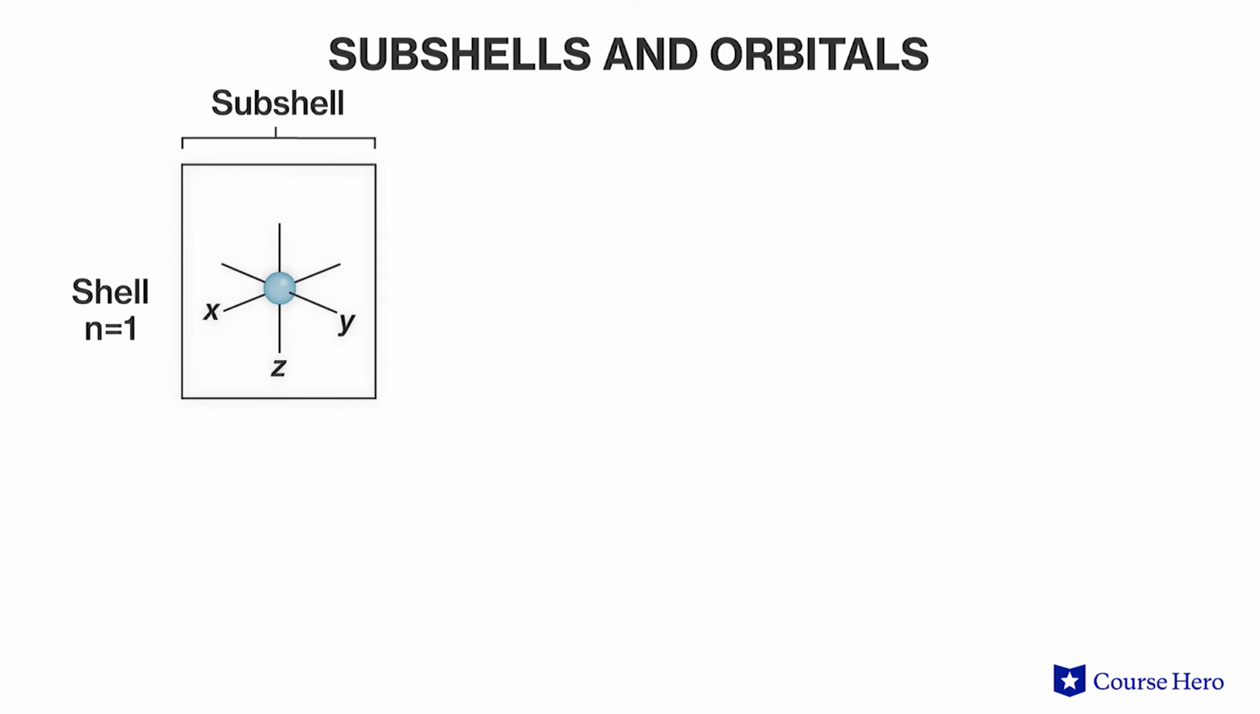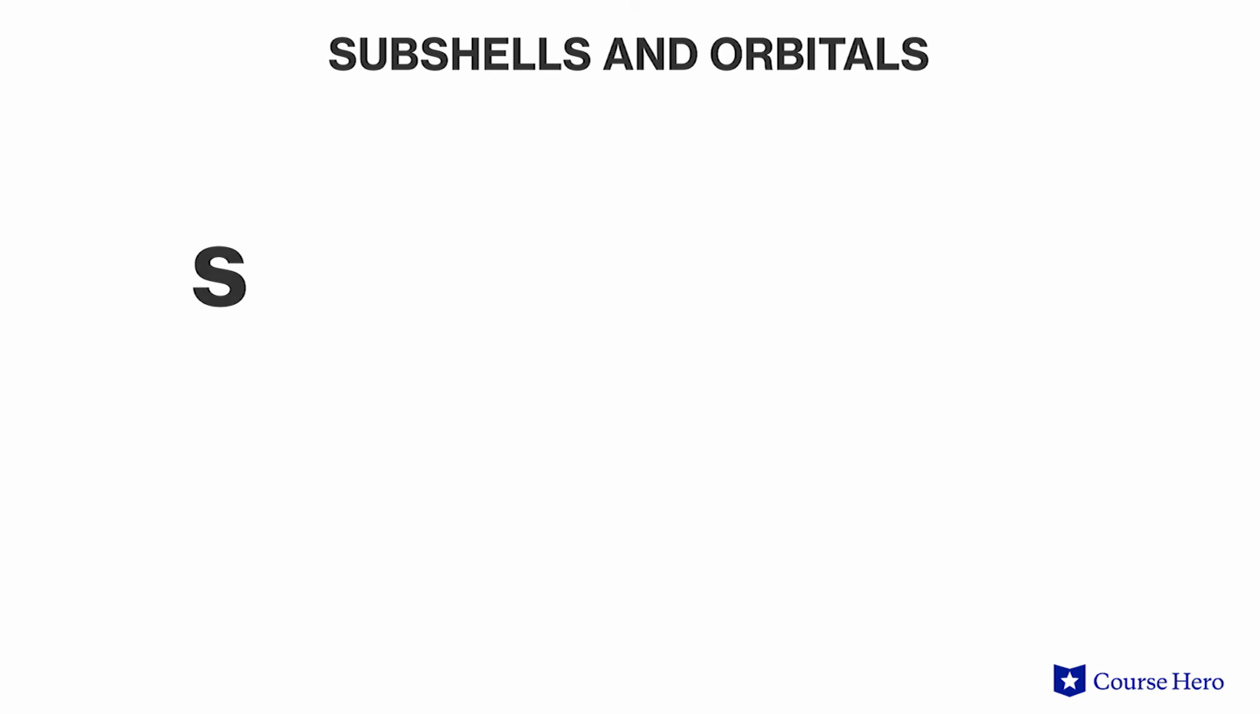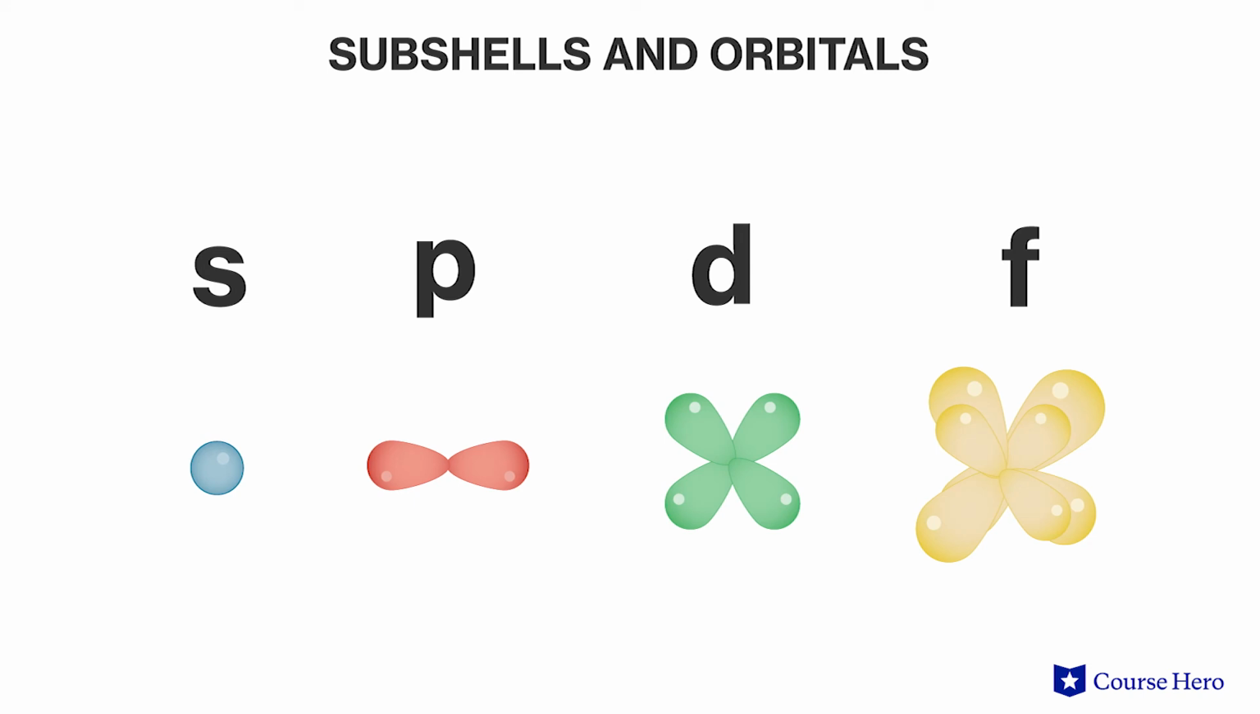An electron shell consists of 1 or more subshells designated by the letters S, P, D, and F. The letter of the subshell indicates the shape of the orbital, and each orbital holds a maximum of 2 electrons. For example, orbitals in S subshells are spherical, while orbitals in P subshells are shaped like dumbbells.